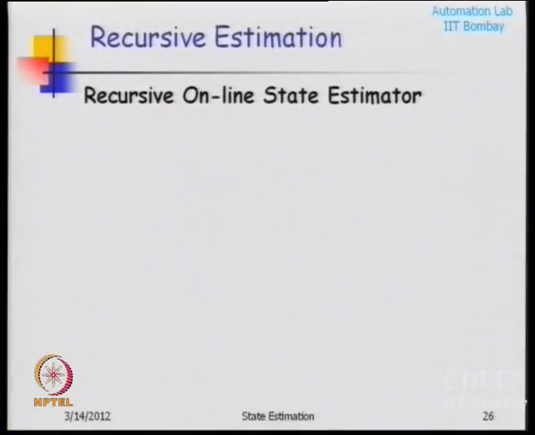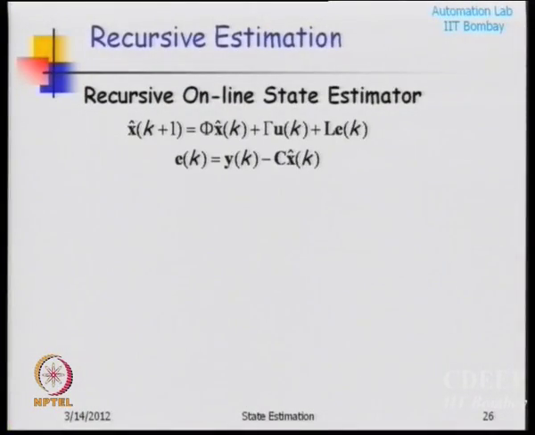So what is going to be my strategy? My observer now is going to have one more term here. I am adding one more term: L times e_k. What is e_k? e_k is y measured minus y estimated, y hat k.